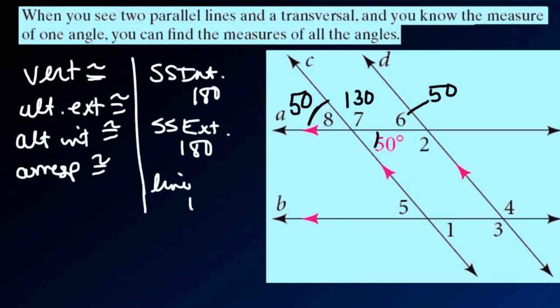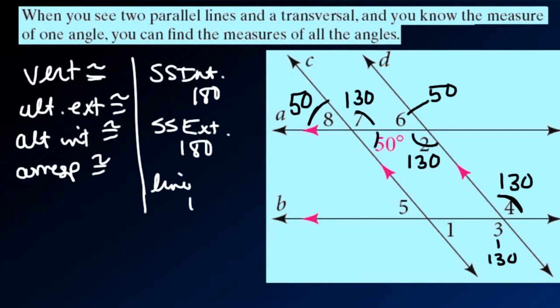Let's see, what else can I do here? Well, now that I know angle 7, angle 7 and angle 2 here are alternate interiors, which means they're equal. So angle 2 is going to be 130 degrees. Then angle 2 and angle 4 are alternate interiors, and alternate interiors are equal, so that one's going to be 130. Now 3 and 4 are vertical, and I know verticals are equal, so 3 is going to equal 130.